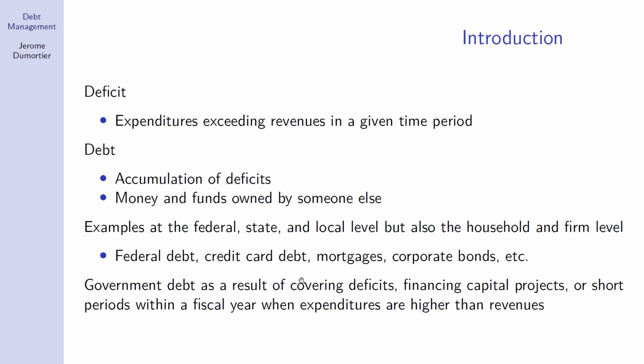Debt is basically money or funds that are owed to someone else. Debt occurs at the federal, the state, and the local level, but of course also at the household and the firm level. So you know that there is, for example, the federal debt, but of course at the household level there could also be credit card debt or mortgages, and at the firm level or for a private industry there could be corporate bonds in order to do investments.